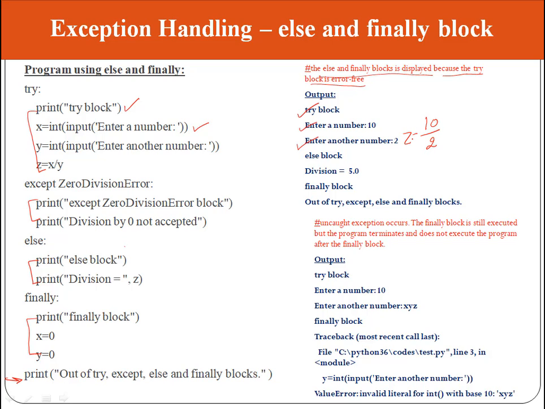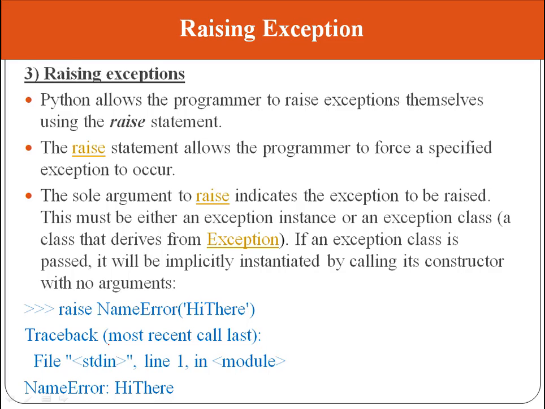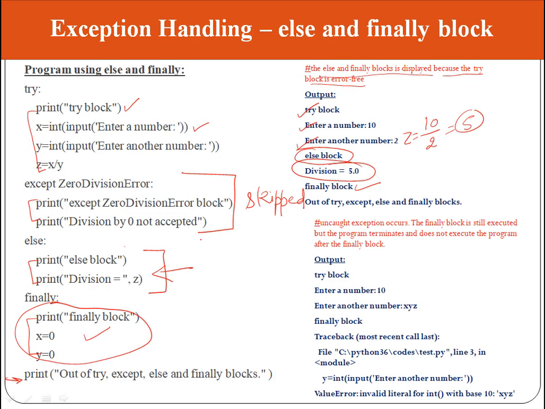z equal to x by y, so it is z equal to 10 by 2, it comes out to 5. Though there is no error, there is no exception, so it means the except block is skipped. So when it is skipped, it will enter into the else block. It has gone inside the else block and displayed the result of the division, then no doubt the finally block will always be executed. So it is the finally block, right? And then it will display the out of try, except, else, and finally blocks, right?